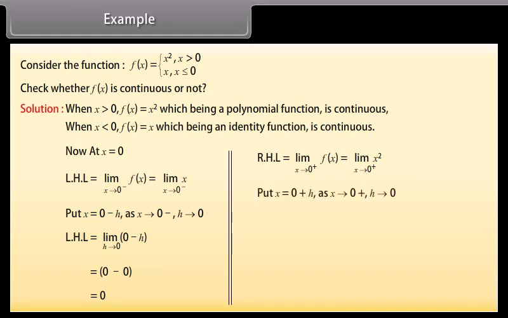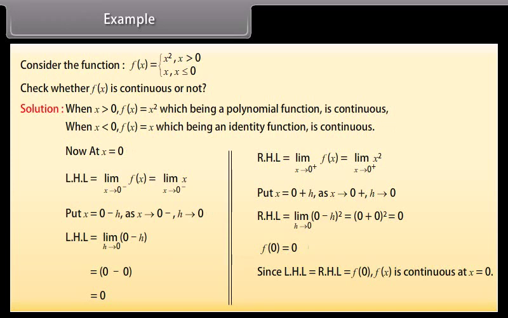Put x = 0 + h; as x approaches 0 plus, h approaches 0. Right-hand limit = limit as h approaches 0 of (0 + h)² = (0 + 0)² = 0. Now, f(0) = 0. Since left-hand limit = right-hand limit = f(0), f(x) is continuous at x = 0. Therefore, f(x) is a continuous function.